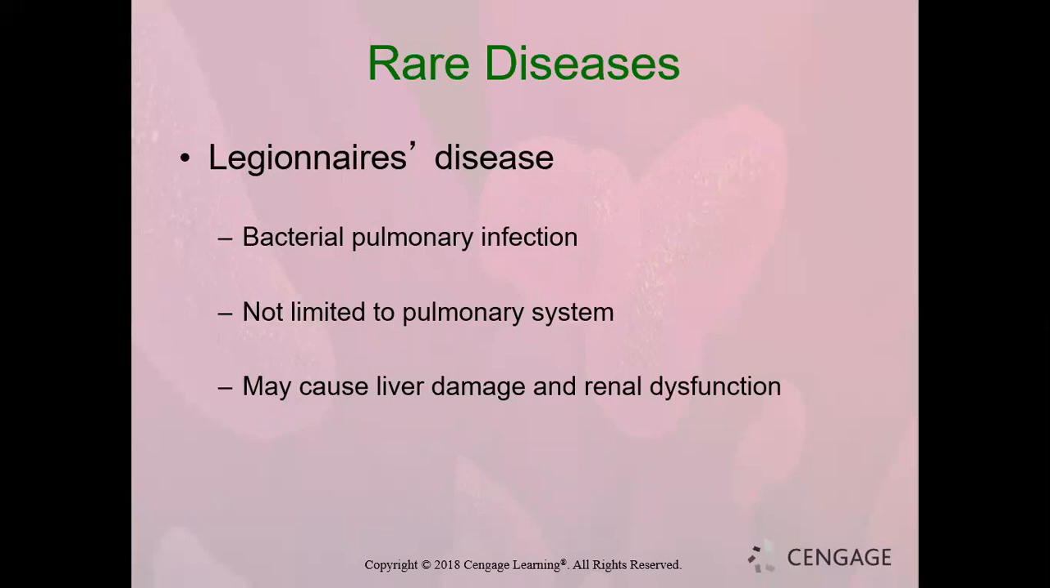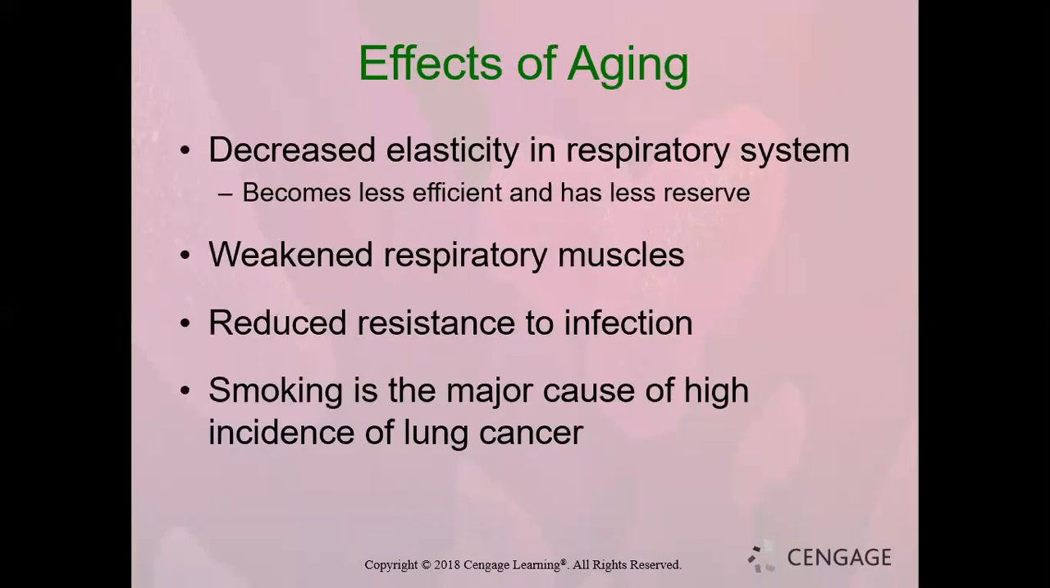All right, so effects of aging. They can have decreased elasticity in the respiratory system, which means that they can't get enough air. They don't have enough air reserve. Weakened respiratory muscles, reduced resistance to infection, and again, smoking is the major cause of the high incidence of lung cancer.